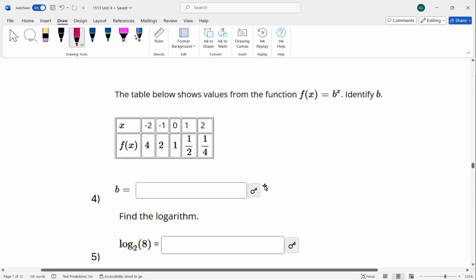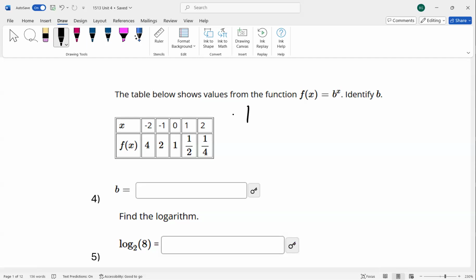Number 4. The table below shows values from the function f of x equals b to the power of x. Identify the base. Okay, so what do you think? Here, when x is -2, y is 4. So the base, I like to use b because b is the initial of base. So when x is -2, the corresponding output is 4, right?